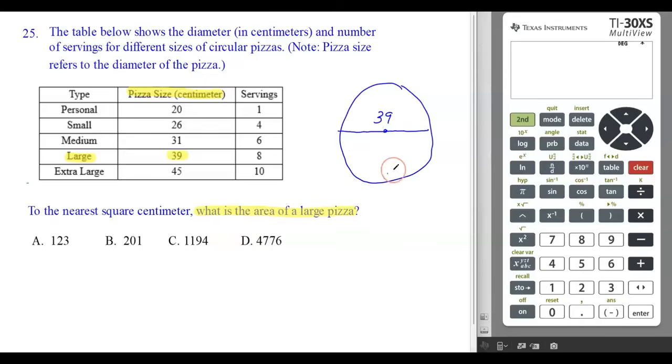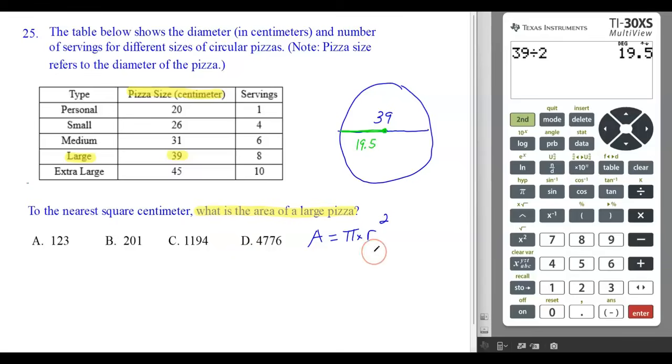You'll look on your formula sheet for the area of a circle, and it will say pi r squared. It's really a times sign here, it's just not showing, so the area of a circle equals pi times the radius squared. Well, the radius is the distance from the center to the edge of the circle. In other words, the radius is half the diameter. So I can just take this 39 and divide it by 2 to get the radius. 39, the diameter, divided by 2 gives us the radius, which is 19.5.